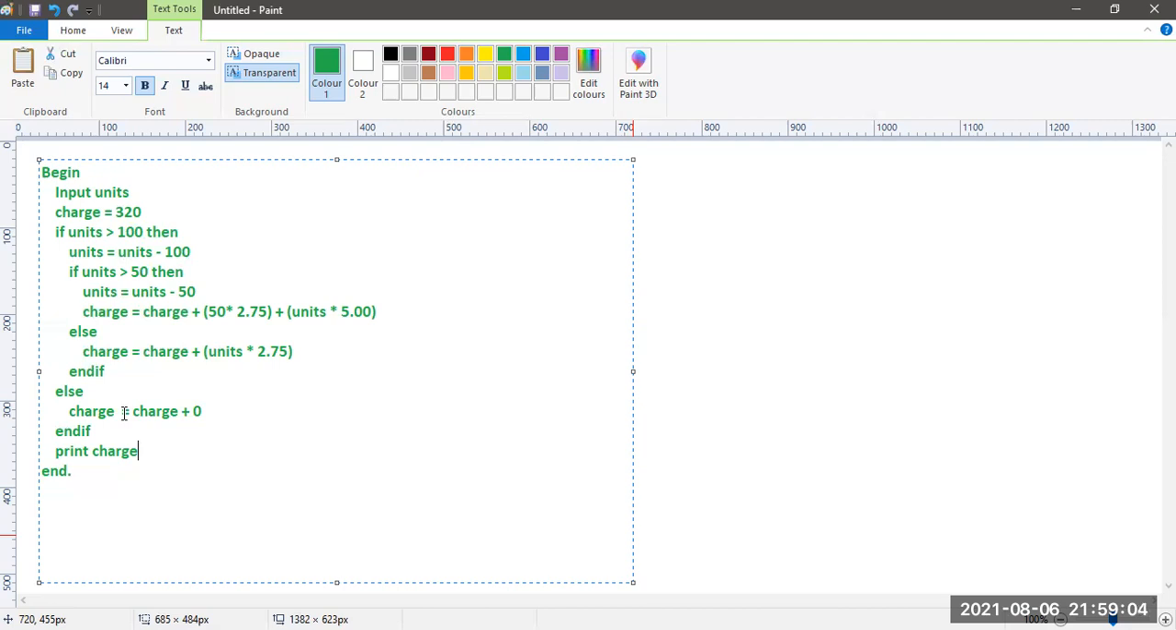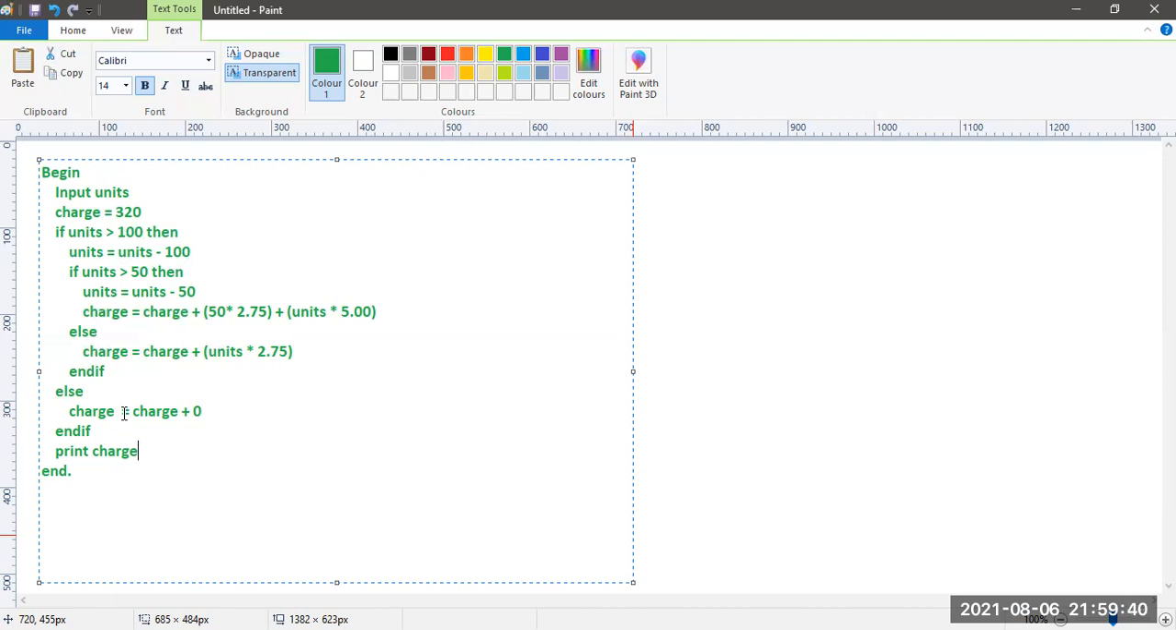We have to calculate. So we will reduce 50 from the units and calculate the charge as 320 plus 50 into 2.75 plus the number of units into 5. If that is not true, if it is less than 50, we just add the number of units used into 2.75 only and get the charge. If that is also not true, if it is not greater than 100, then we charge only 0 additional. Only 320 we charge.